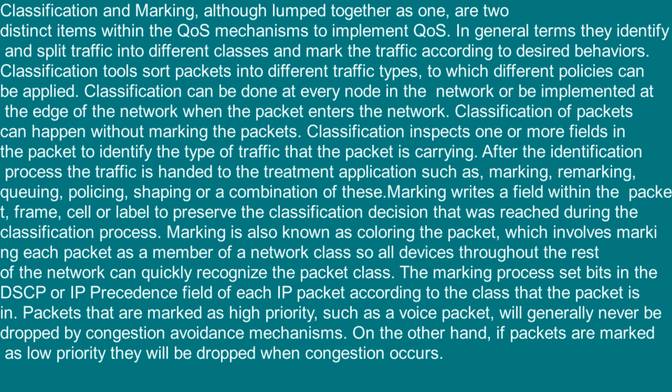The marking process sets bits in the DSCP or IP precedence field of each IP packet according to the class that the packet is in. Packets that are marked as high priority, such as a voice packet, will generally never be dropped by congestion avoidance mechanisms. On the other hand, if packets are marked as low priority, they will be dropped when congestion occurs.